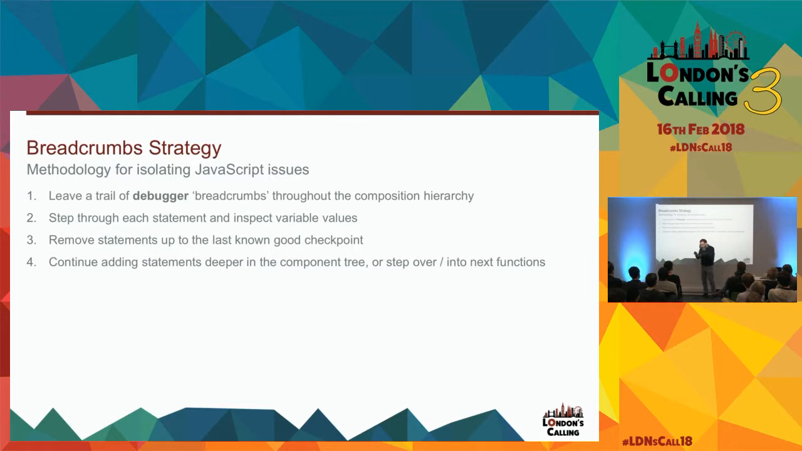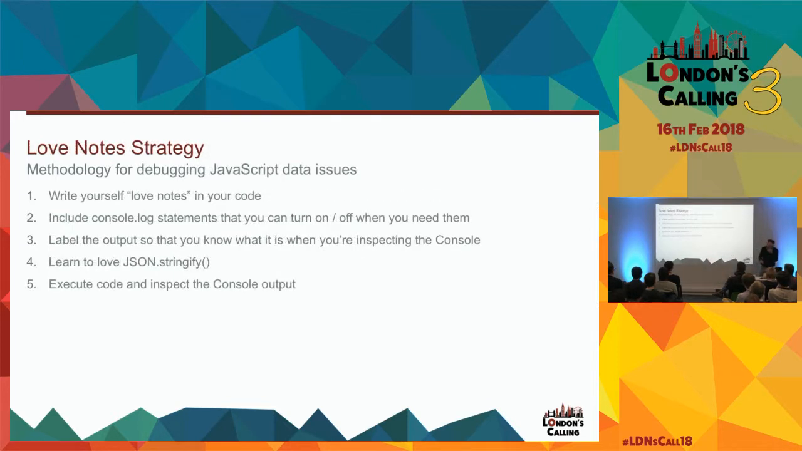So as soon as you click the plus button on the debugger, or in the inspector tools, and then your failure happens, you know exactly where it's happening. So you take the debug statements out, and you just keep moving them further down the call stack until you find the error. The love notes strategy, very similar, except you're using console.log.